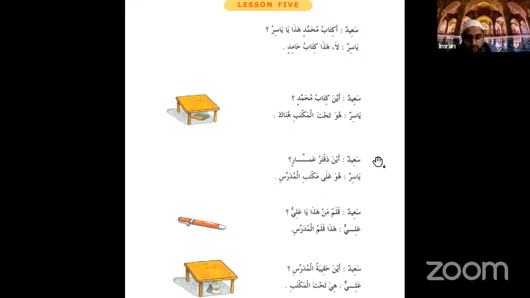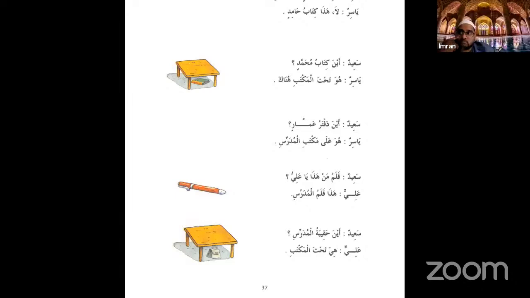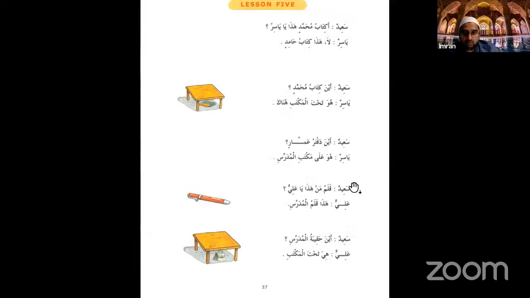Sa'id: Aina daftaru Ammarin? Where is Ammar's notebook? Notebook, yeah. Yasir: Huwa ala maktabil mudarrisi. It's under the teacher's desk. Sa'id: Qalamu man hadha ya Ali? Whose pen is this, O Ali? Ali: Hadha qalamul mudarrisi. This is the teacher's pen. Correct. Sa'id: Aina haqibatul mudarrisi? Where is the teacher's bag? Correct. Ali: It's under the table, tahta al-maktabi. Excellent. Right. Okay.